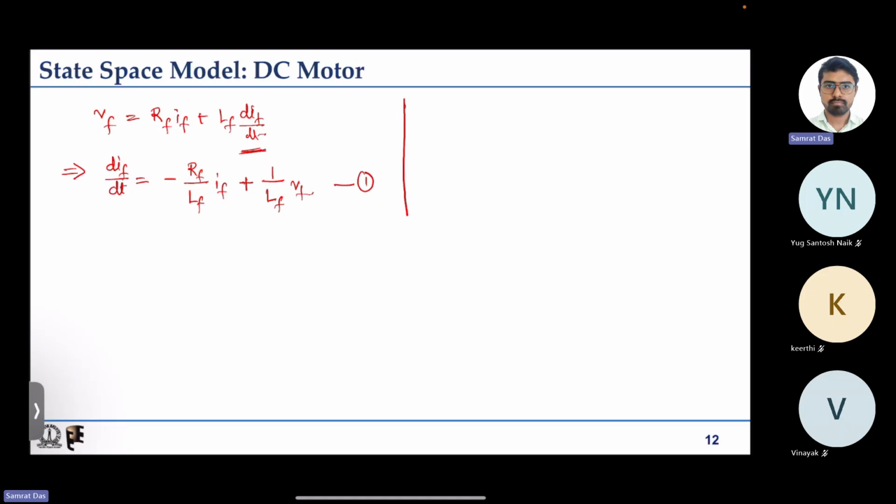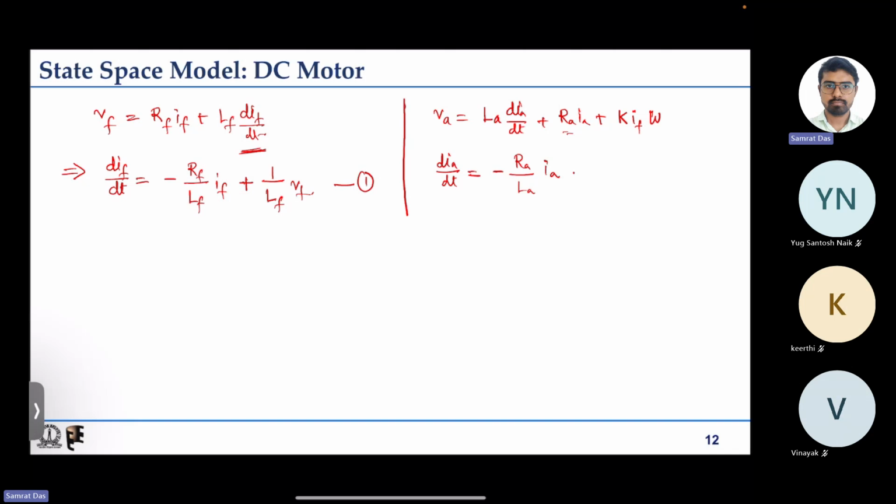The next differential equation, if I do it for the armature circuit, is Va equal to La dIa/dt plus Ra Ia plus Eb. I'll write Eb as some constant K into If into omega, right? So dIa/dt can be written as minus Ra by La into Ia.